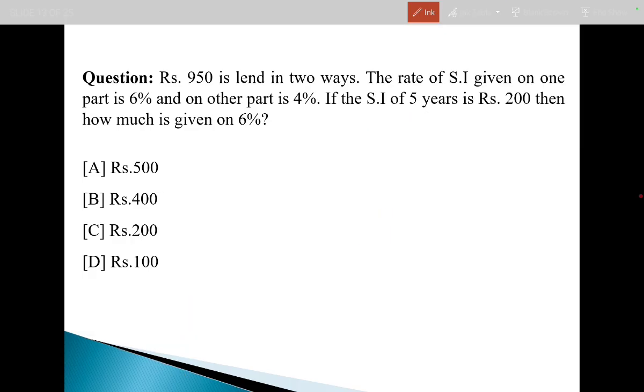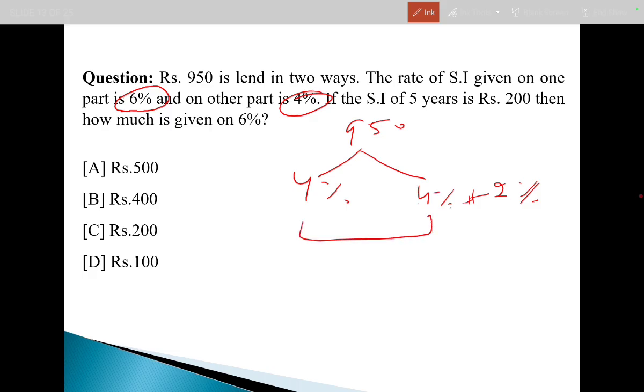You can use this. Look, for one he is paying 6%, for the other he is paying 4%, which means 950 he has borrowed. Here he is paying, let's say, 4%, and here he is paying 4% plus 2%. Right? Let's say if he has to pay only 4%, the common value of this, so 4% of this for 1 year is 4%, for 5 years it will be 4 into 5, 20%.